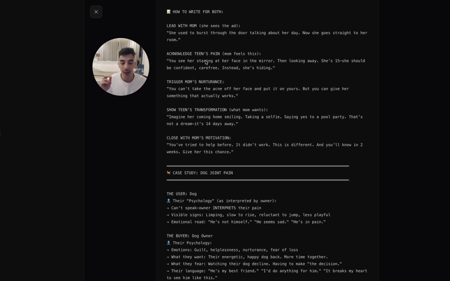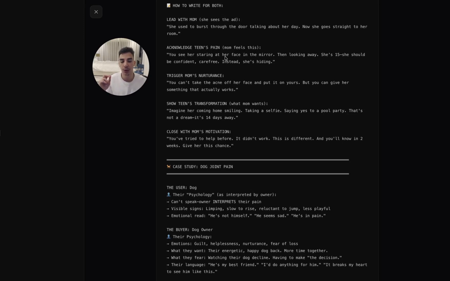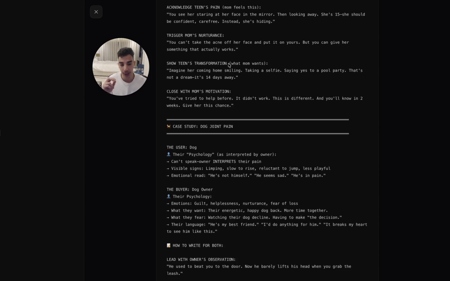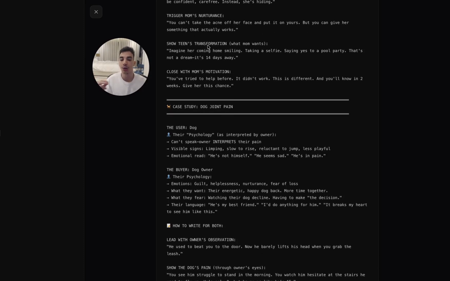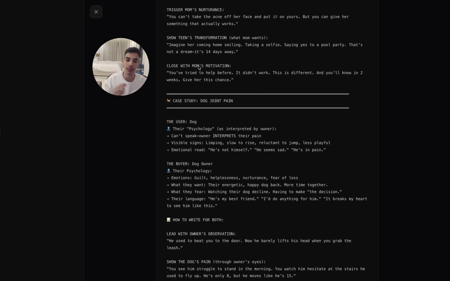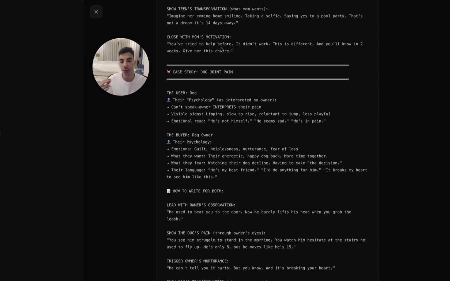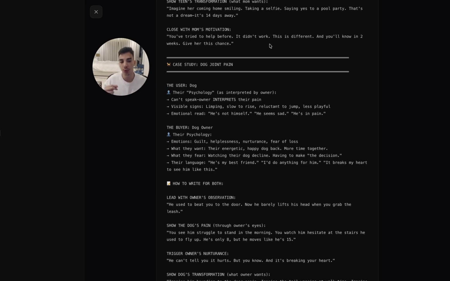Acknowledge the teen's pain. Mom feels this: you have seen her staring at her face in the mirror, looking away. She's 15. She should be confident and carefree, instead she's hiding. This triggers mom's nurturance: you can't take the acne off her face and put it on yours, but you can give her something that actually works. Show the teen transformation, what moms want: imagine her coming home smiling, taking a selfie, saying yes to a pool party. That's not a dream, it's 14 days away. Close with mom's motivation: you've tried to help before and it didn't work. This is different, and you will know it in two weeks.